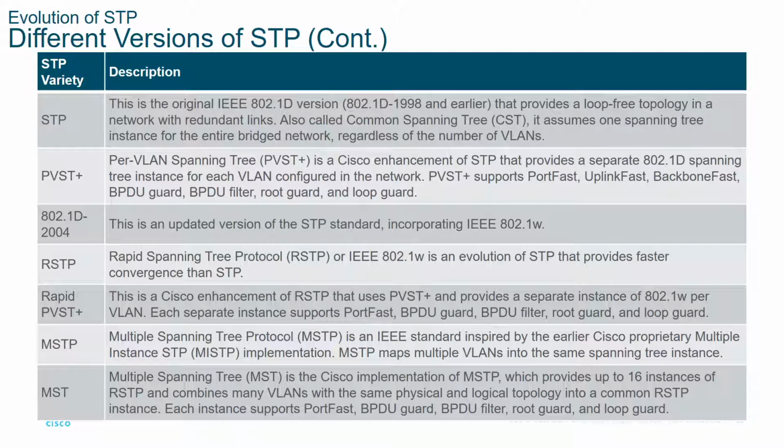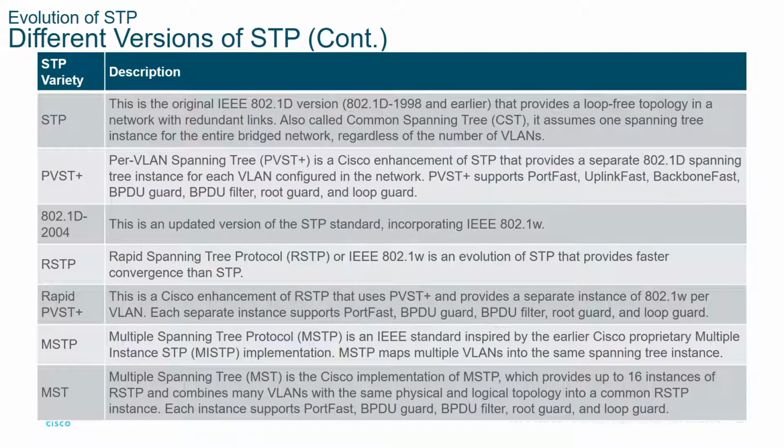Multiple Spanning Tree Protocol, MSTP, that's an IEEE standard inspired by the earlier Cisco proprietary Multiple Instance Spanning Tree Protocol, which was the MISTP implementation. So MSTP essentially maps multiple VLANs into the same spanning tree instance. That's kind of like a per VLAN. So you have one spanning tree instance, but you have multiple VLANs running within it. So for one instance of spanning tree, you can cater for multiple VLANs essentially.